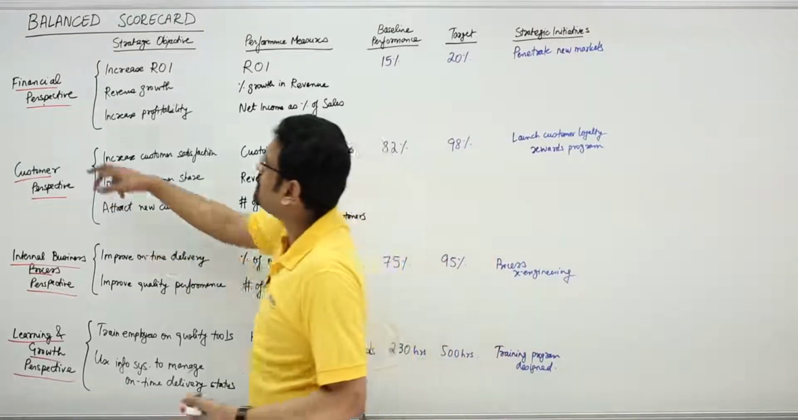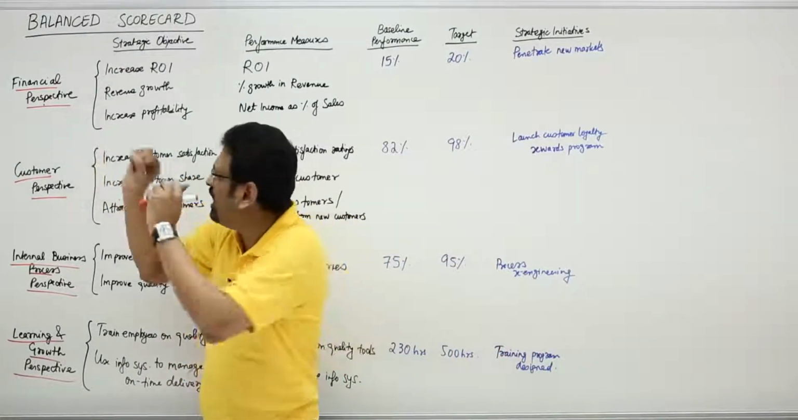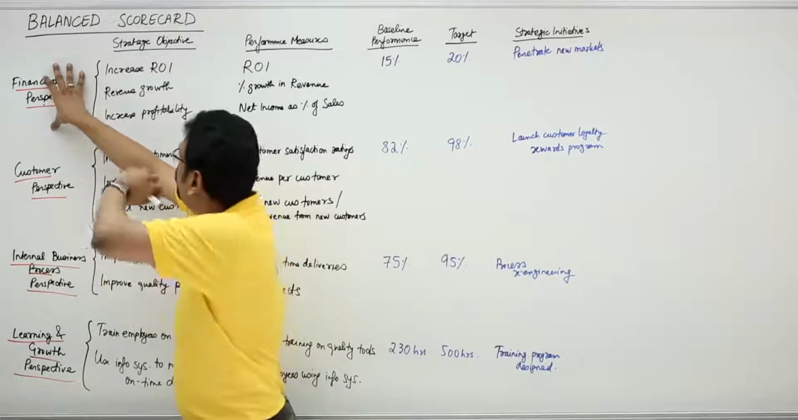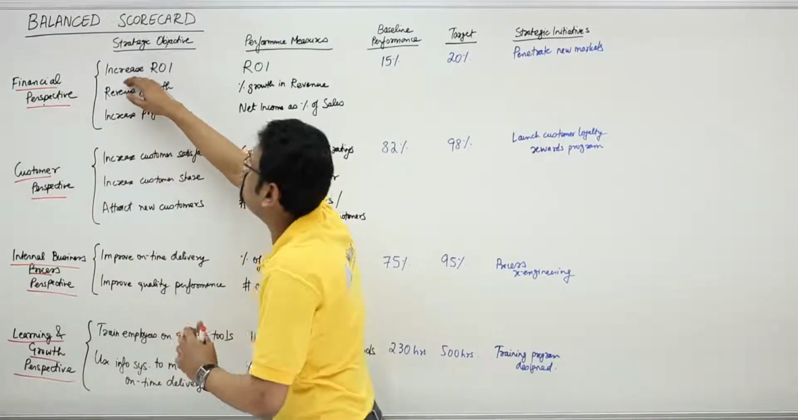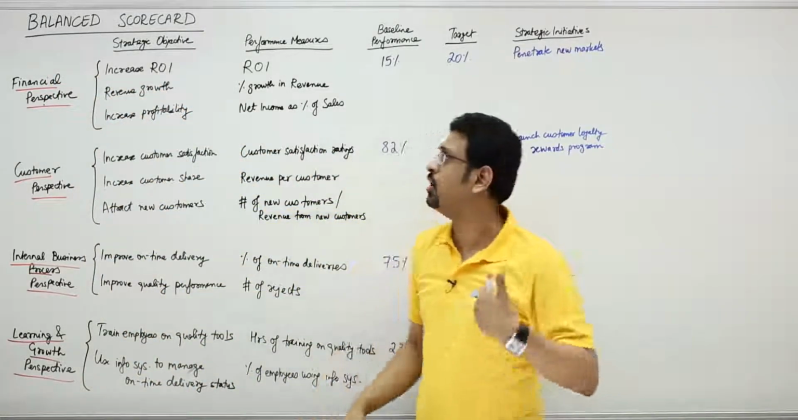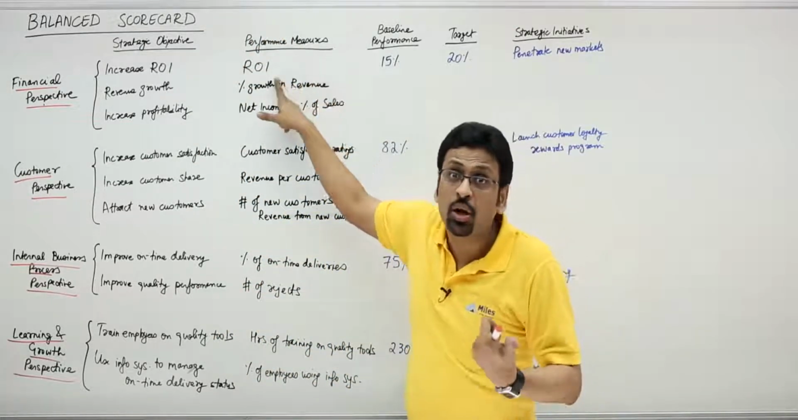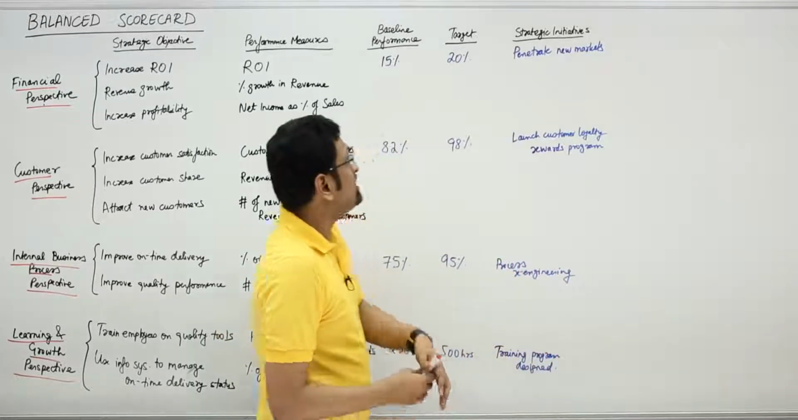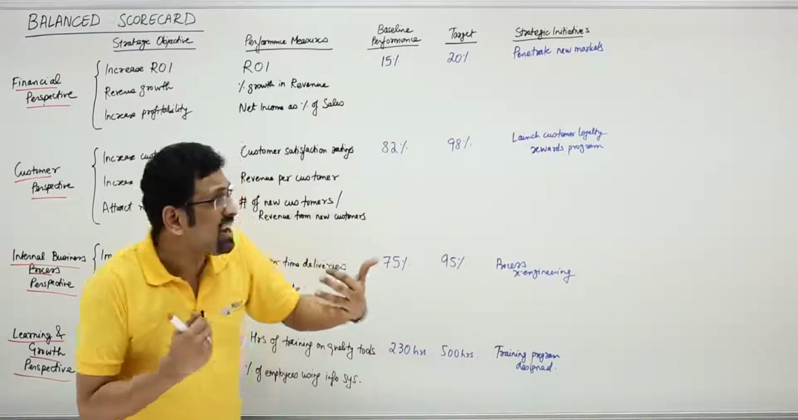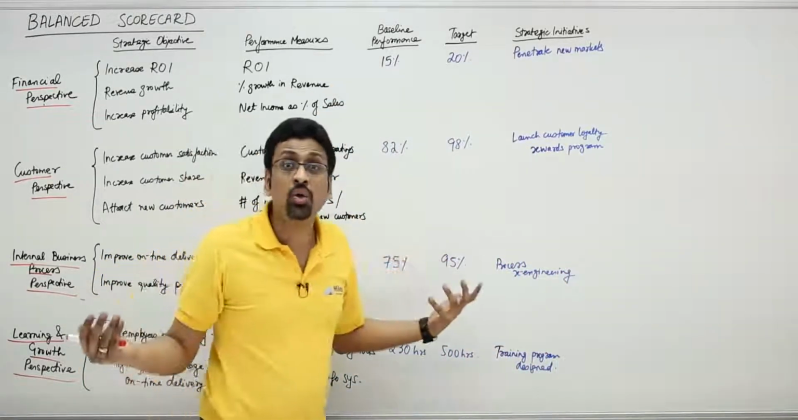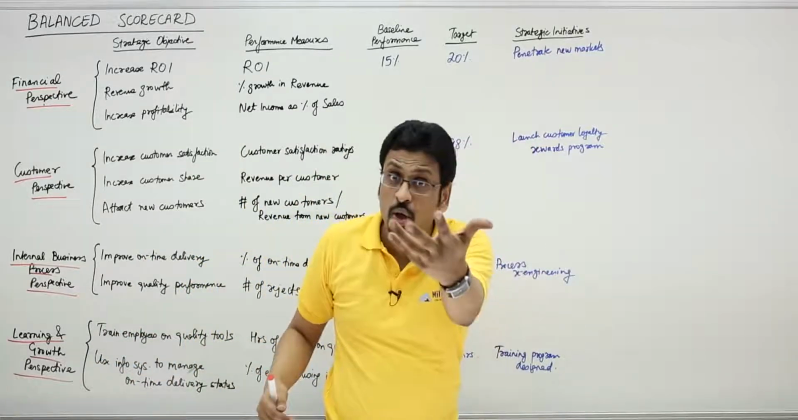So under financial perspective, which is traditionally, we only looked at this. So let's say the strategic objective is to increase return on investment. How do you measure it? By looking at the return on investment percentage. So let's say it's 15% right now. The target is to get it to 20%. How could you do that? Good way. Penetrate new markets.